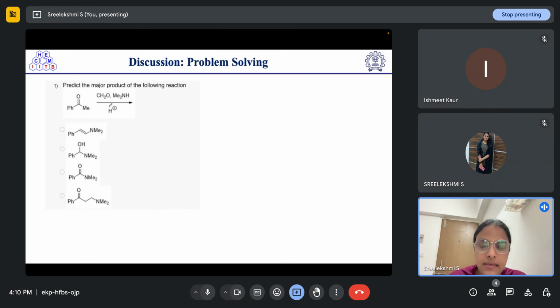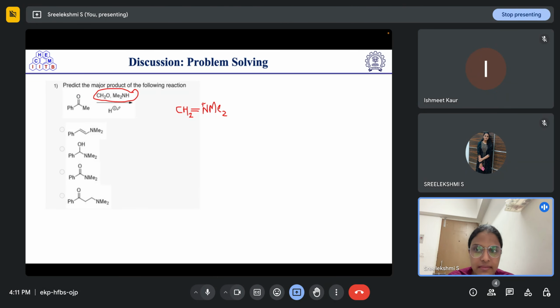So this is basically a Mannich reaction, and we have seen the mechanism now. So here what is first happening is that this formaldehyde and the secondary amine will react to form this intermediate, that is CH2 double bond NMe2, and this nitrogen will be having a positive charge, that is an iminium ion. So this is the first step in the Mannich reaction. The secondary amine will be reacting with this formaldehyde to form this intermediate. So this will be the intermediate in Mannich reactions in all cases.